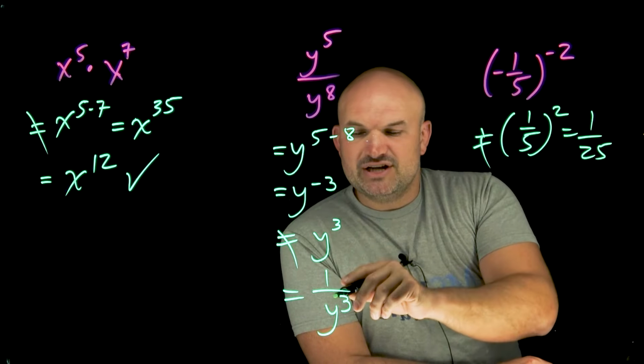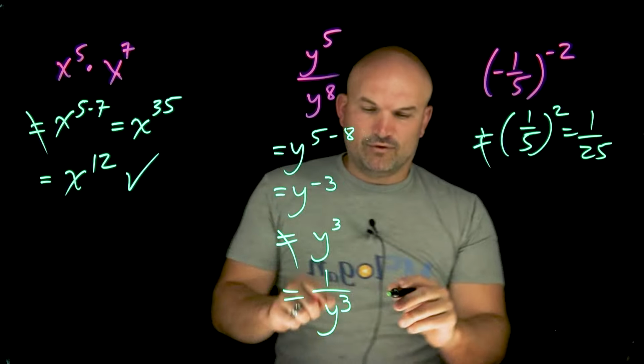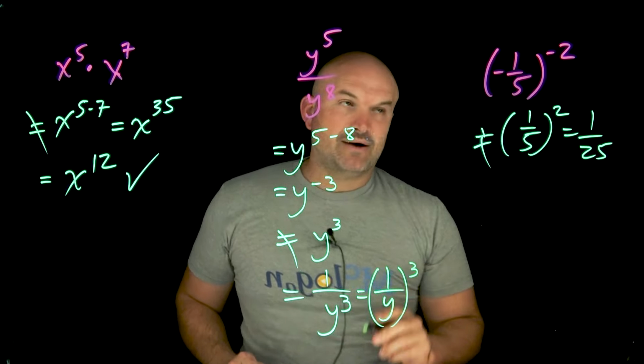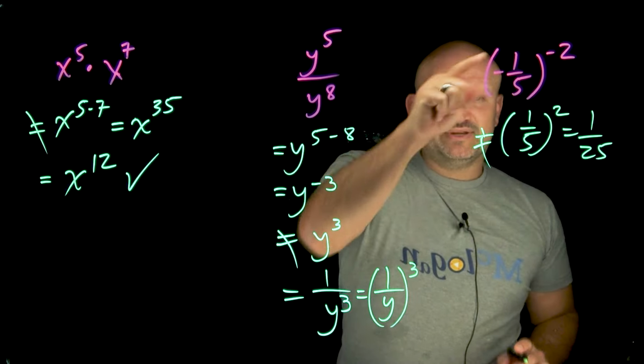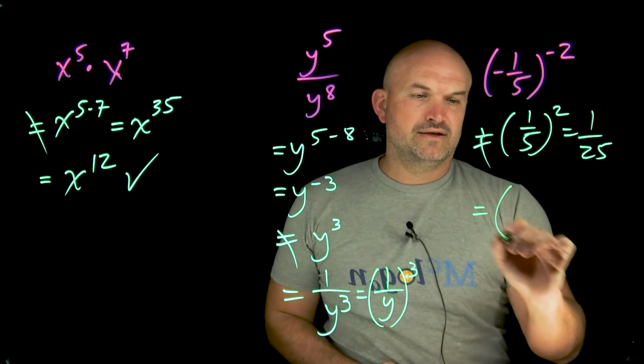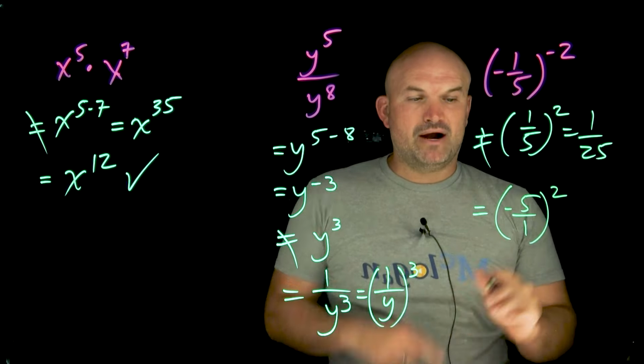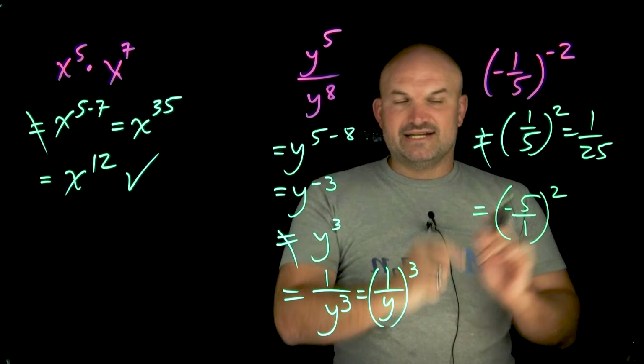Just like we did with the y, we change it to 1 over y cubed, which is the same thing as 1 over y to the 3rd power. It's the same idea. So all we simply need to do is reciprocate this. So therefore, it's going to be negative 5 over 1 to the positive 2nd power. Once you reciprocate, you can now change that to a positive power.